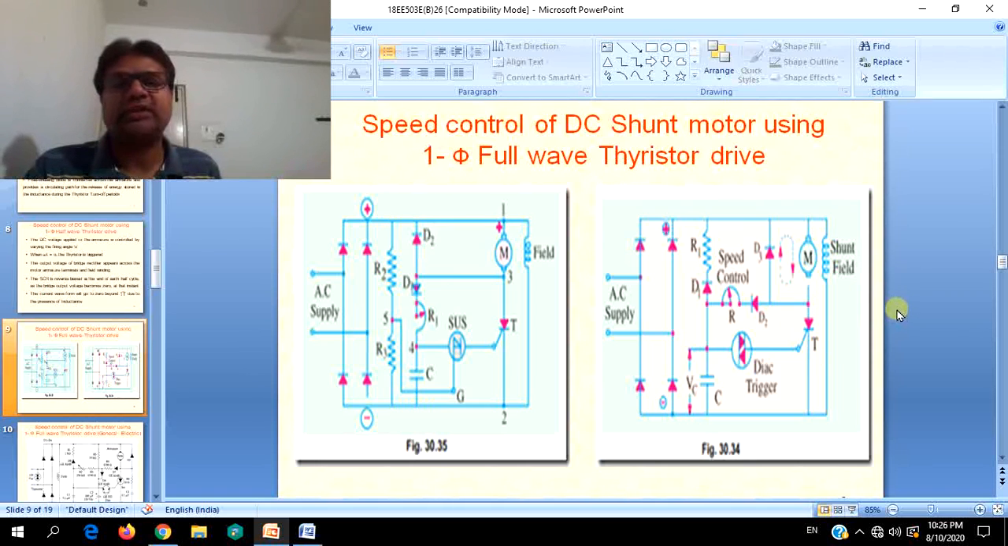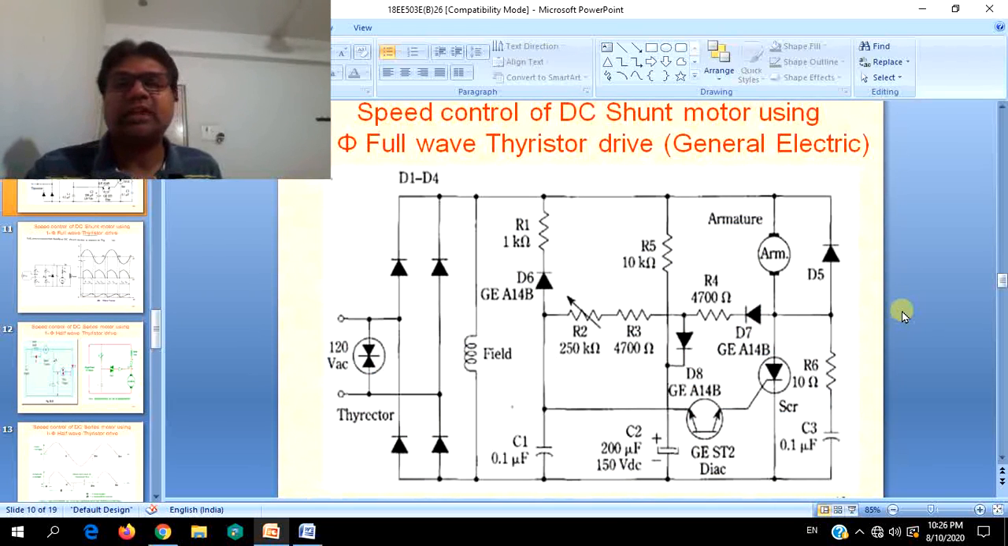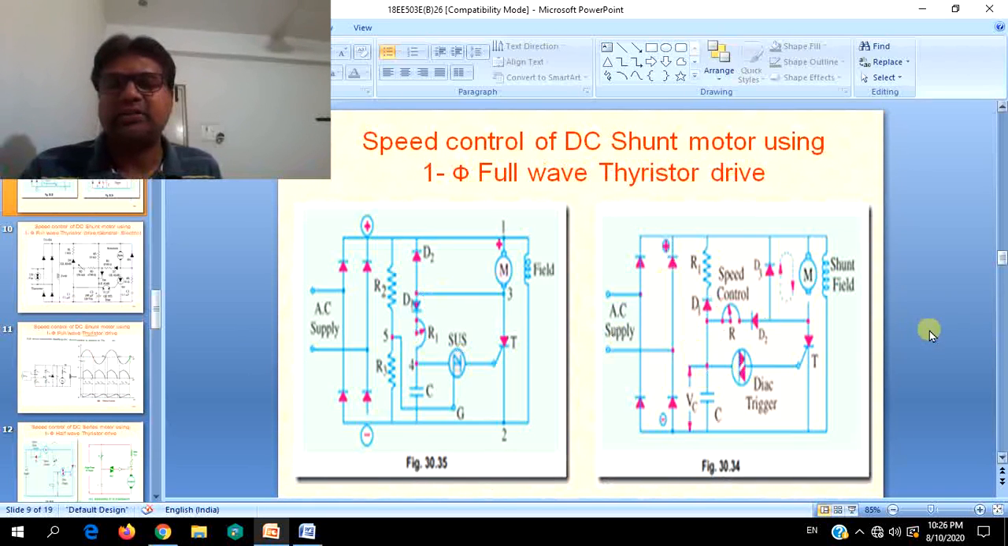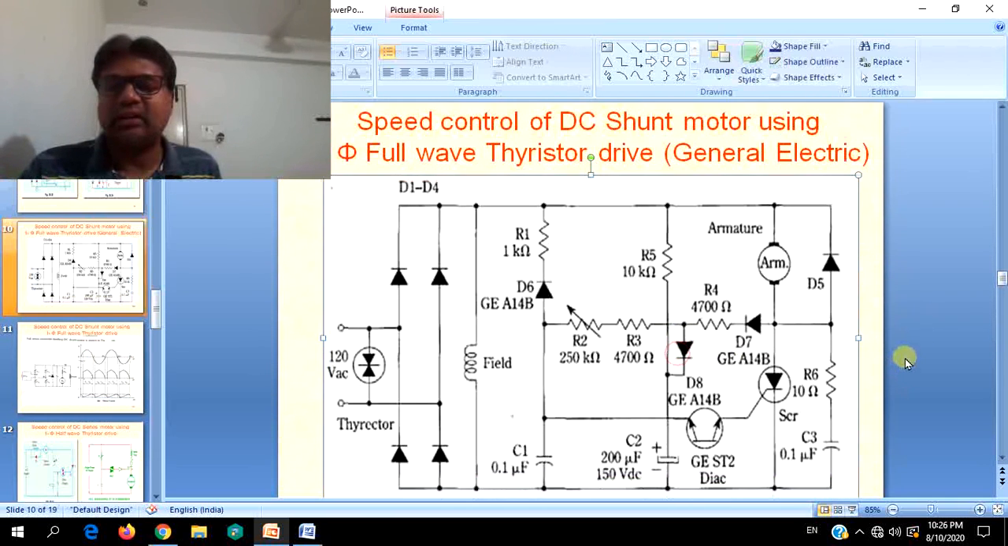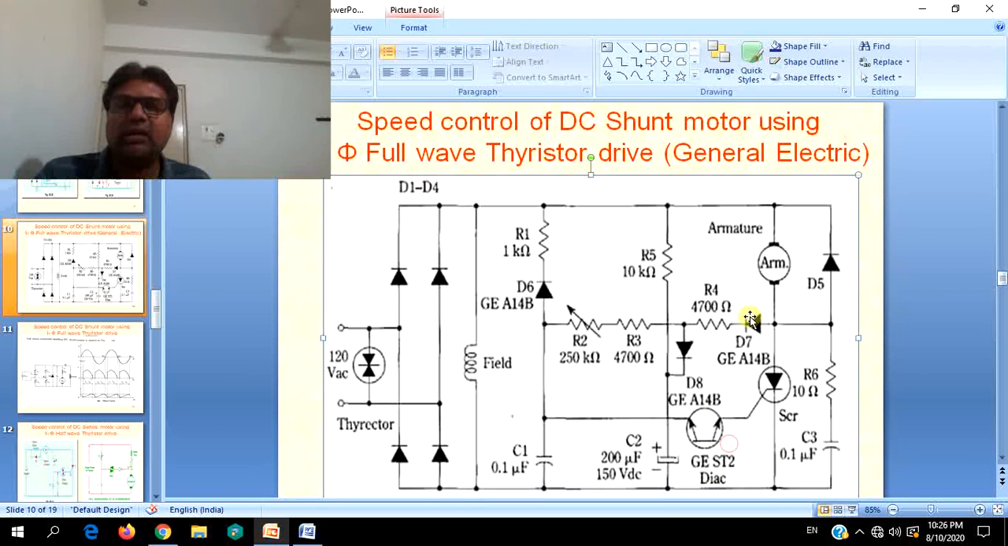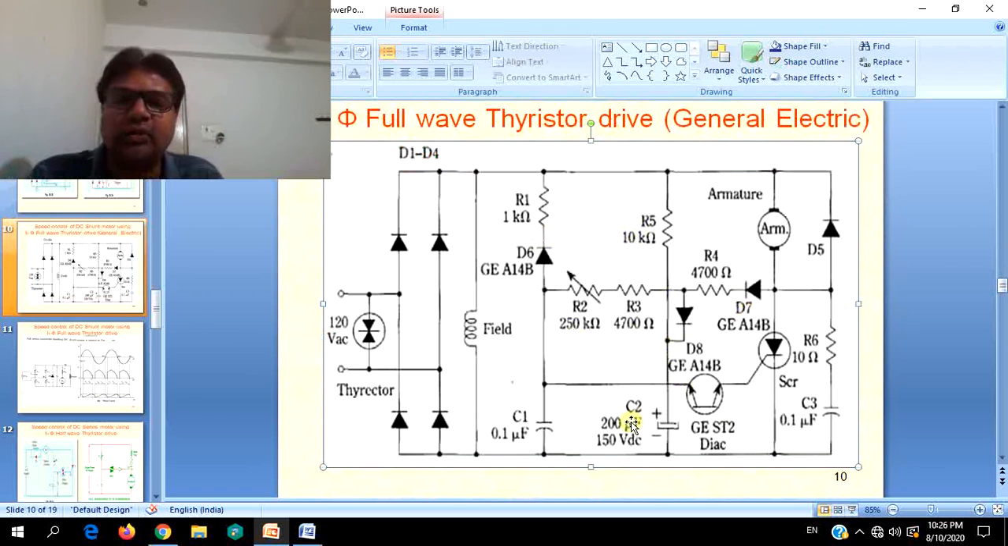That is how these two circuits work. Full wave. This is another circuit in the prototype developed decades back by General Electric, which was the actual thing behind this. In this circuit also a diac is shown, used to trigger an SCR. All these specifications and values are tuned to turn on this SCR in every half cycle.